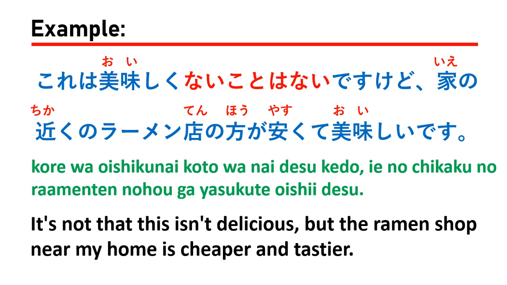This one is also delicious, but another place is delicious plus cheap, right? So you can explain something like this. これは美味しくないことはないですけど、家の近くのラーメン店の方が安くて美味しいです。Right? 安い means cheap. 美味しい means tastier or delicious. So another place is cheap and delicious, but this one is delicious, but maybe not cheap, when compared to the other place. So you can explain it like this.